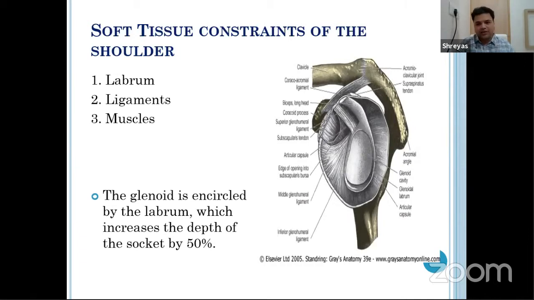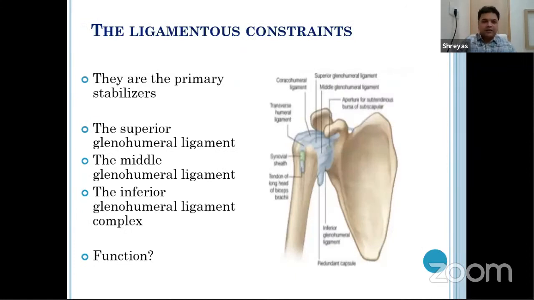As I have already told, the surface area of the glenoid is very much less compared to that of the humeral head. So the glenoid cavity is deepened by the labrum surrounding it. The depth of the socket is increased by 50% with the help of the labrum. Then there are ligamentous constraints. These are the primary stabilizers of the shoulder joint. There are three ligaments: the superior and middle glenohumeral ligament and the inferior glenohumeral ligament complex.